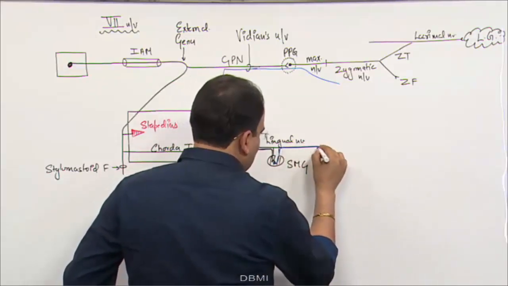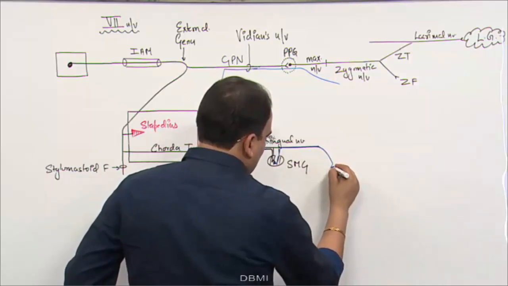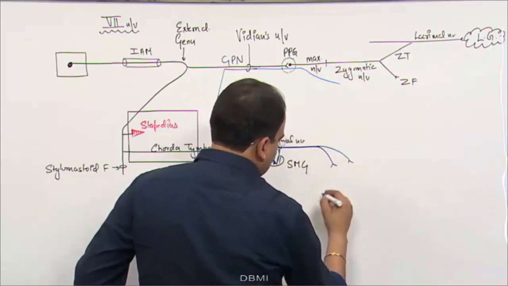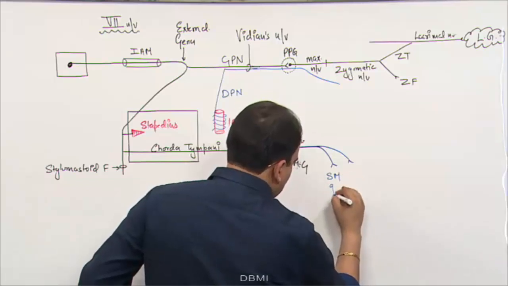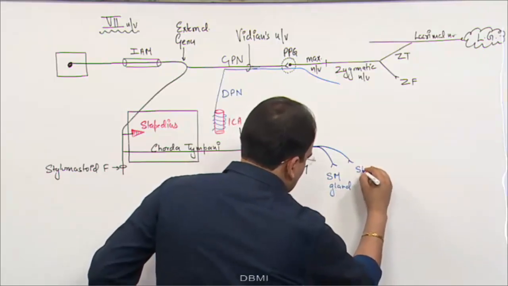So the postganglionic fibers are the branches of the lingual nerve, which will go and supply the submandibular gland and sublingual gland.